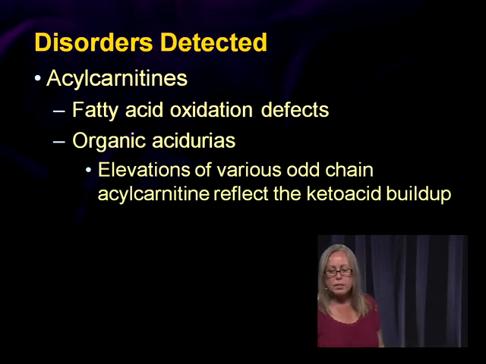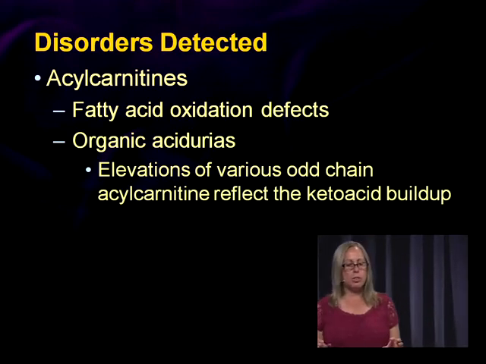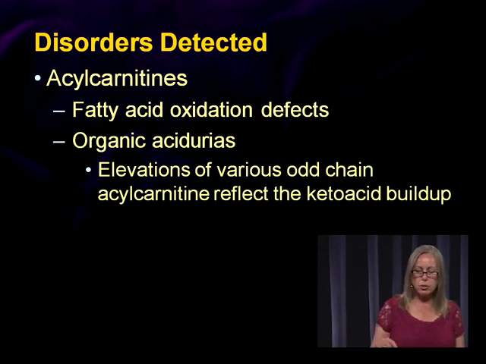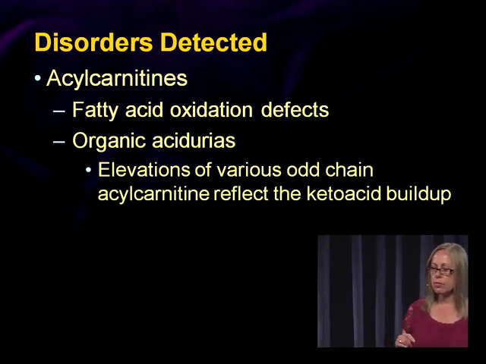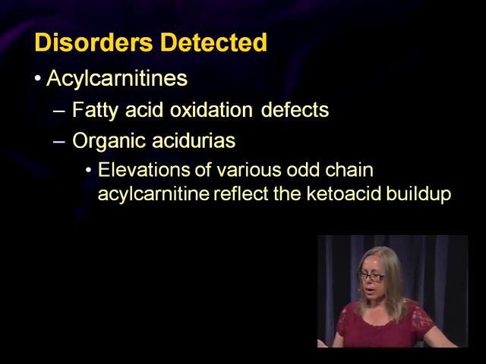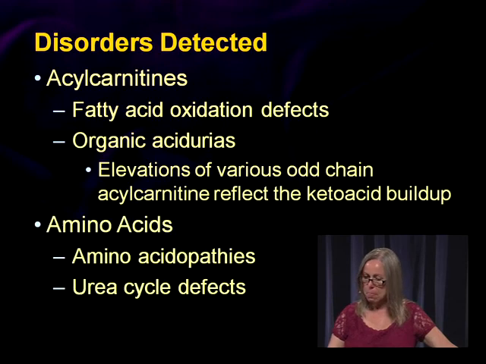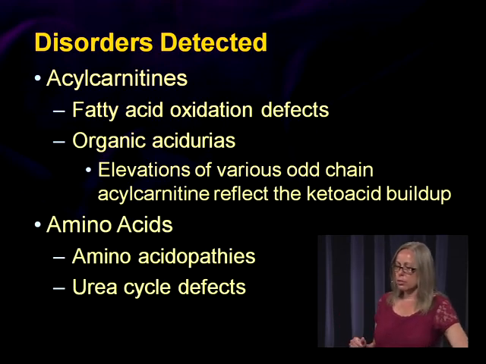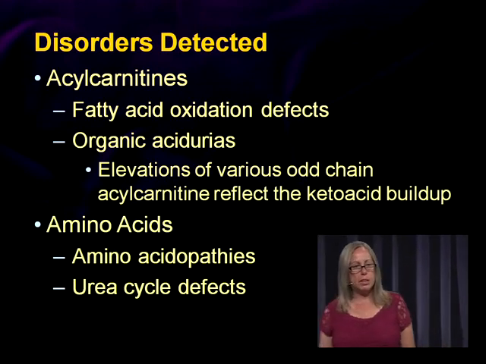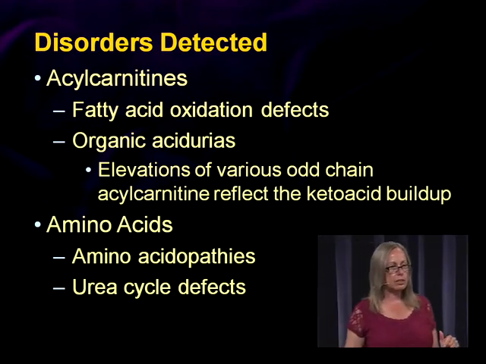So we can detect acylcarnitines, and that will look at fatty acid oxidation disorders and our organic acidurias. And you look at elevations of various odd-chain acylcarnitines that reflect the buildup of the keto acids. For the fatty acid oxidations, they're even-chained. Amino acids will get you your amino acidopathies, but it will also help you pick up urea cycle defects with your arginine, citrulline, argininosuccinic acid.